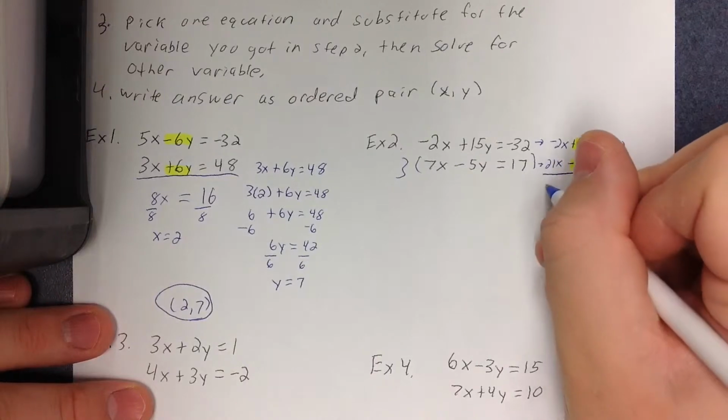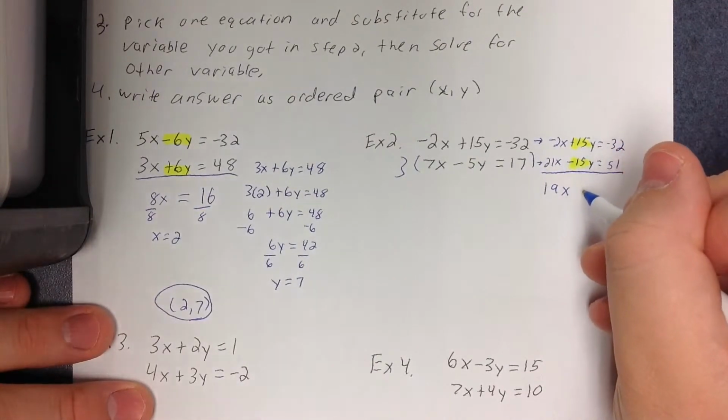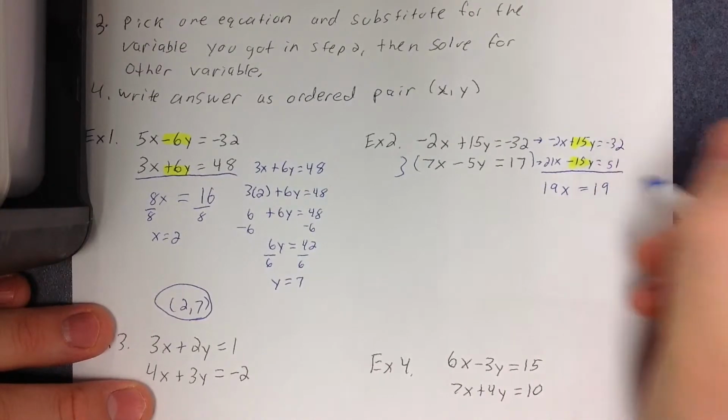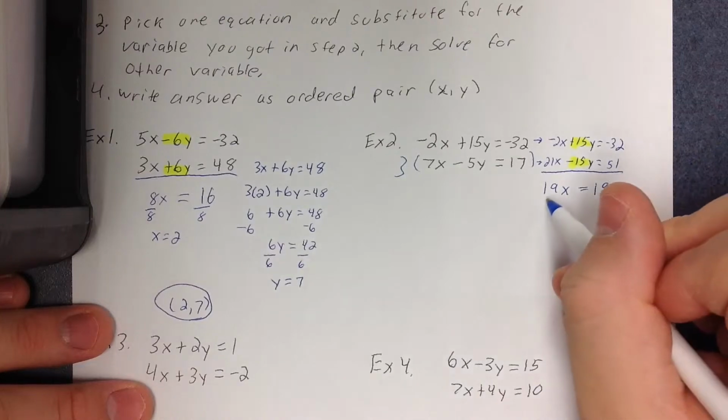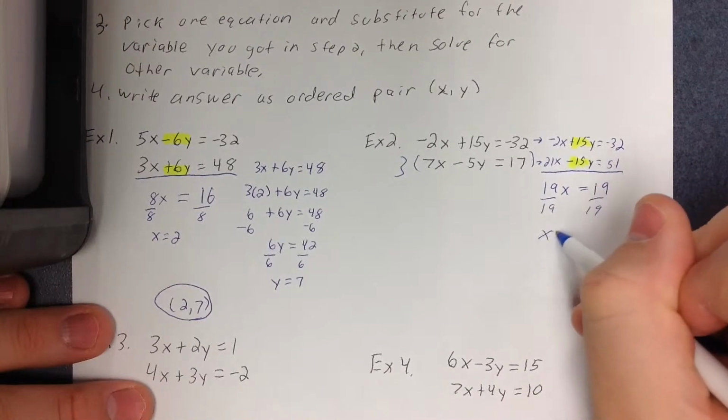Negative 2 and 21 is positive 19x. The 15y and negative 15y cancel. Negative 32 and 51 is positive 19. So then I'm going to divide both sides by 19 and I get x equals 1.